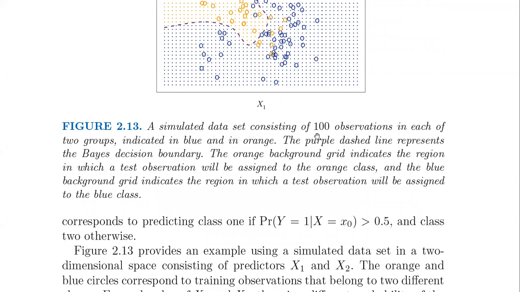A simulated data set consisting of 100 observations in each of two groups, indicated in blue and orange. The purple dashed line represents the Bayes decision boundary.